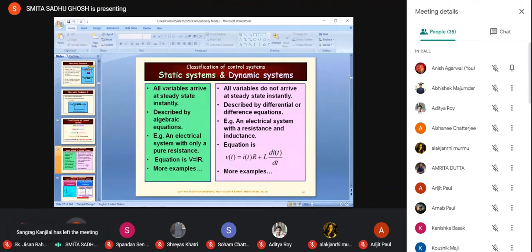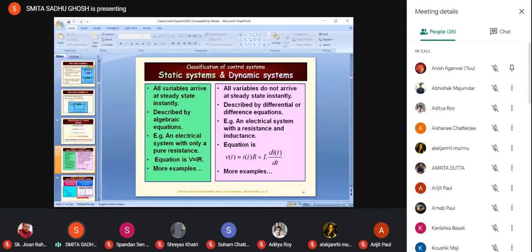The first point over there: all variables arrive at the steady state instantly. Say, for example, if you are considering a pure resistor, and you apply a voltage V across it, current I is going to flow, and the equation that describes the system is V equal to IR. You can see that it is an algebraic equation which can describe the system itself.